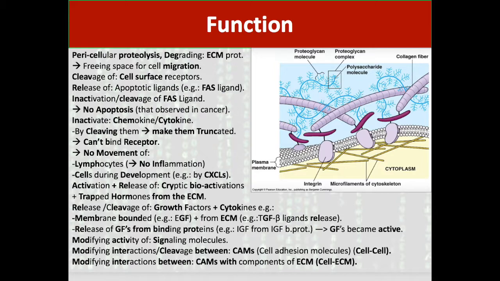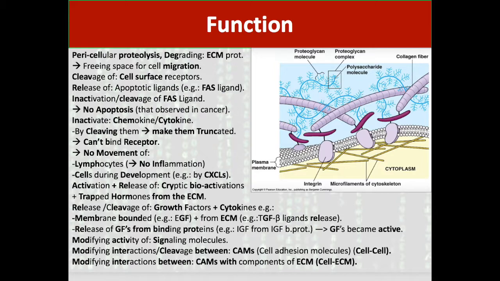No movement of cells during development by CXCLs. Activation and release of cryptic bioactive fragments and trapped hormones from the extracellular matrix. Release and cleavage of growth factors and cytokines, such as membrane-bound EGF, epidermal growth factor, and extracellular matrix ligands such as the transforming growth factor beta, TGF-beta. Release of growth factors from binding proteins, such as insulin-like growth factor, IGF, from IGF binding proteins, which leads to the activation of growth factors.